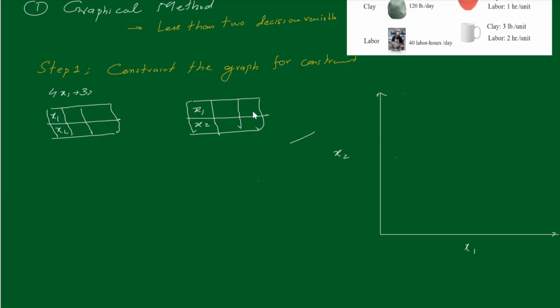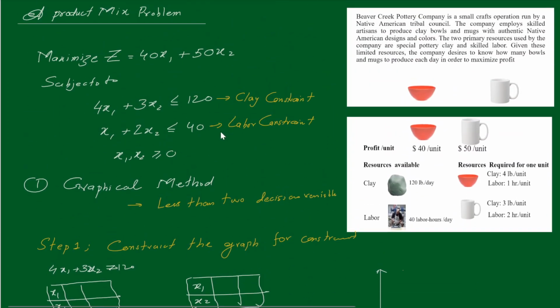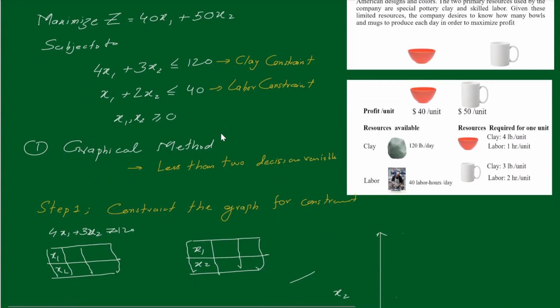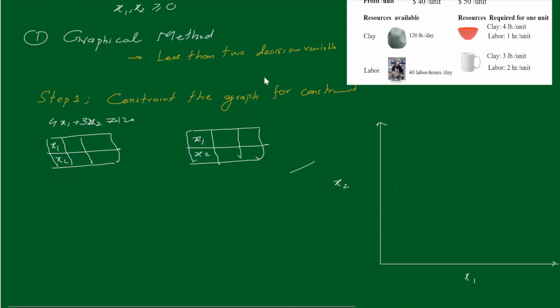4x1 plus 3x2 equal to 120. And then we have 1x1 plus 2x2 equal to 40. Okay, so now to get the points, let's choose a different color for this. Let's say x1 is equal to 0. If we put x1 equal to 0, then we can get the value of x2: 120 divided by 3, that is 40. So we got a point, call it point A, (0, 40).